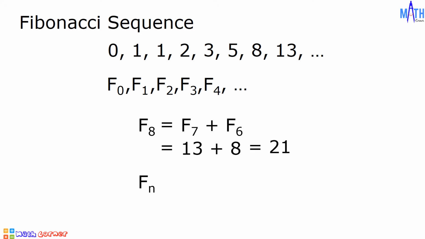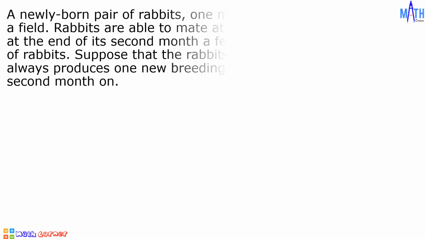What if we are looking for f sub n, or the nth term of Fibonacci sequence? We need to add f sub n minus 1 plus f sub n minus 2, where f sub n minus 1 is the previous term and f sub n minus 2 is the term before that.